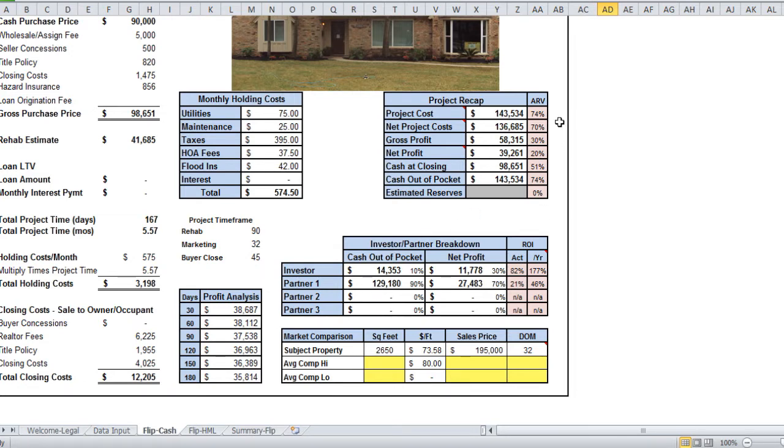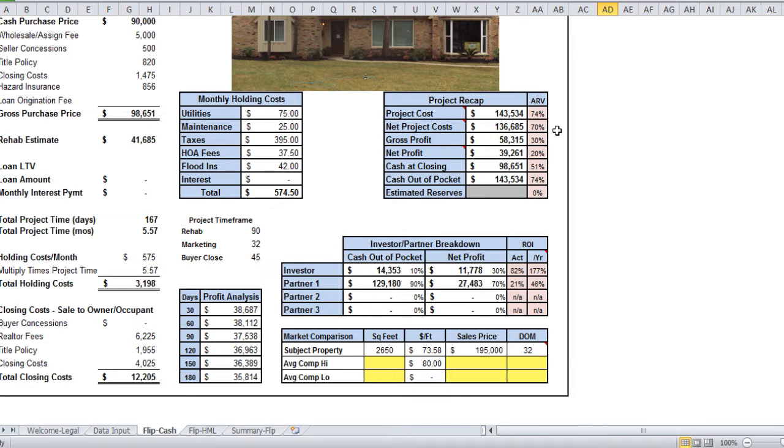Next, back up here to the project recap. So we have total project cost of $143,534. You notice that we have a net project cost of less than that at $136,685. Well, what's the difference between the two? The total project cost is your gross purchase price plus your rehab plus your holding cost, but does not include closing cost at sale. Your net project cost is going to be your cash purchase price plus your wholesale fee plus your rehab. That doesn't include any of your holding cost, your closing cost, or anything like that.